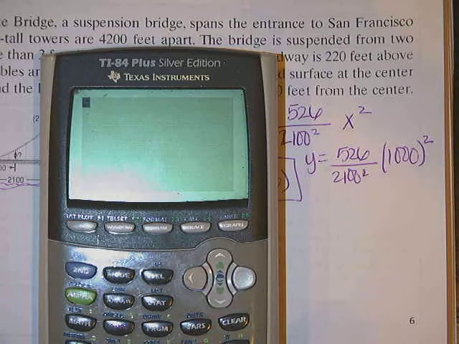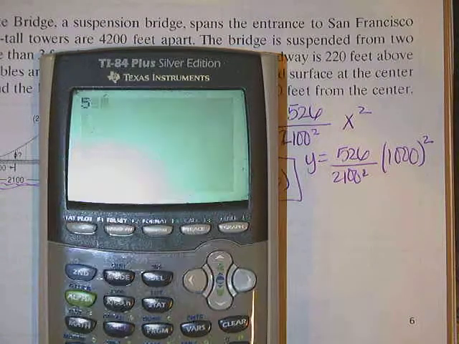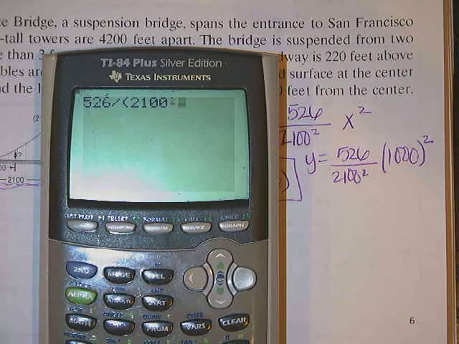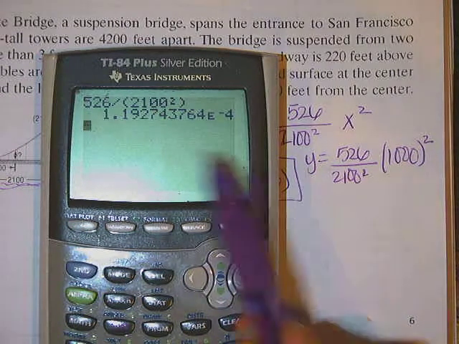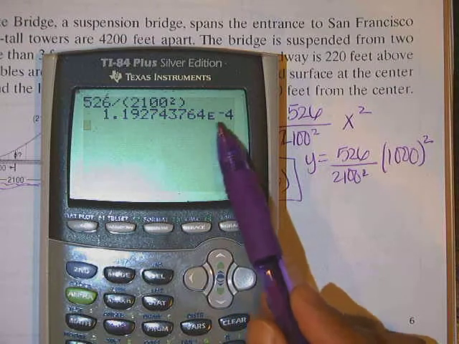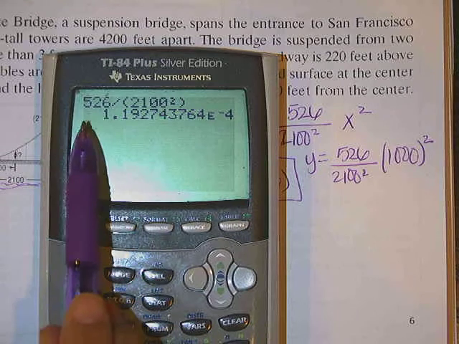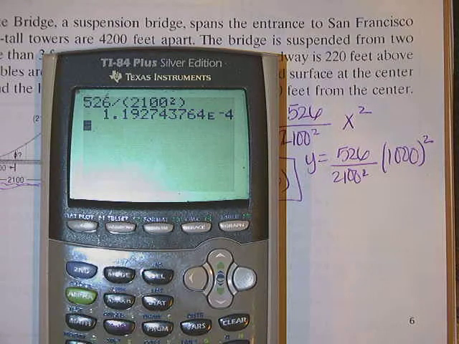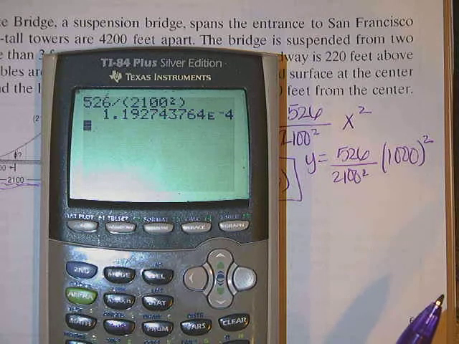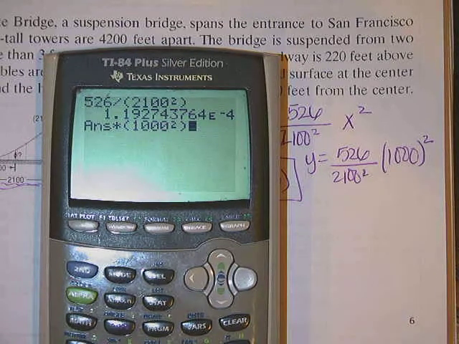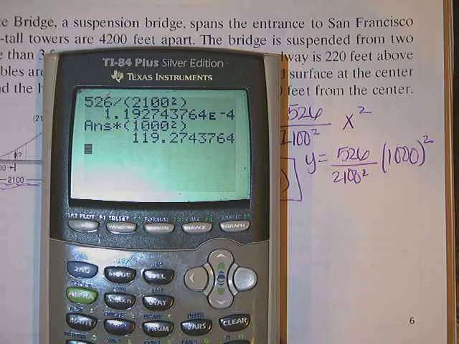All right, so here we go. Let's do 526 divided by 2,100 squared. Let's do that first. Notice how this is now e to the negative 4. That means I have to move 4 spaces to the left, and that's why you have a lot of zeros, 3 zeros in front here, which is really small. That's why I said you don't want to give me a decimal. Then I'm going to multiply, so hit multiplication. Whatever answer you have, you can multiply by, open parentheses, 1,000, squared, and that is the height.